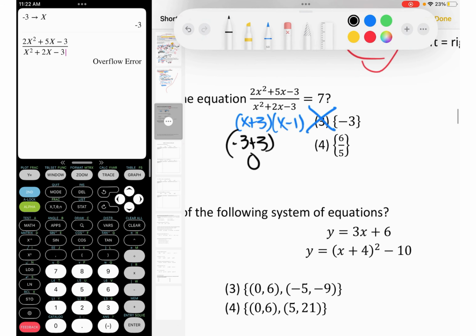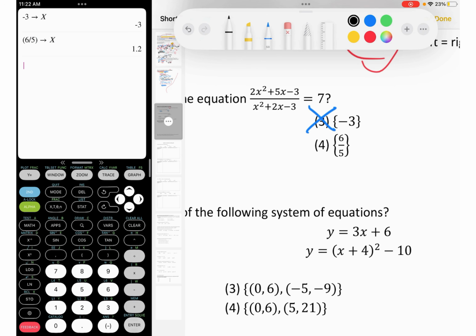So the next one I have to check is 6/5. So I'm going to stow that to make my life easier. 6 divided by 5, stow x, enter. And then again, type in that expression. You could copy and paste it. I accidentally cleared mine out.